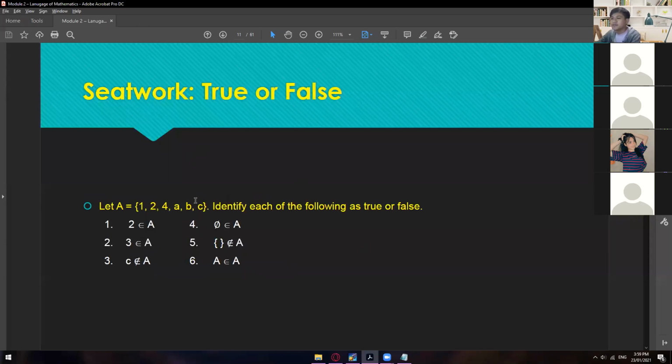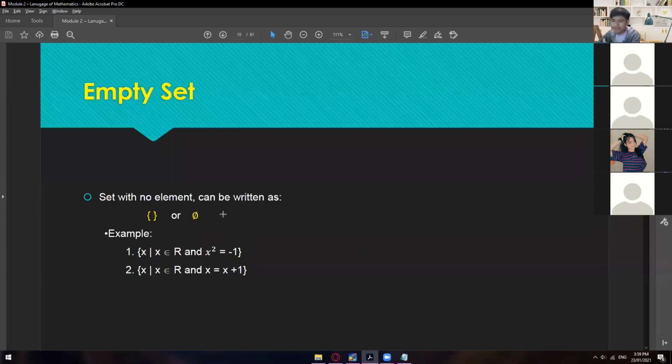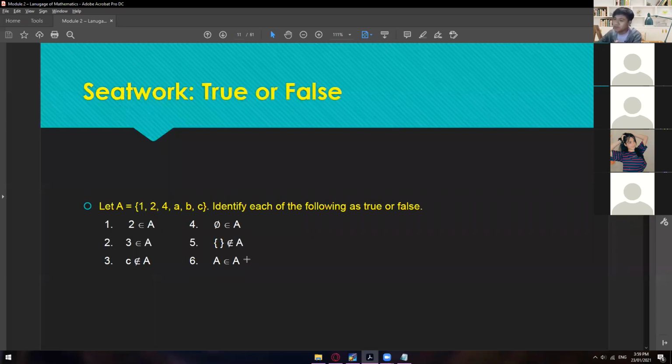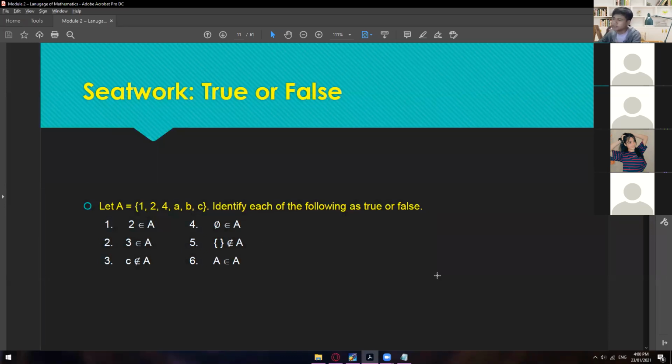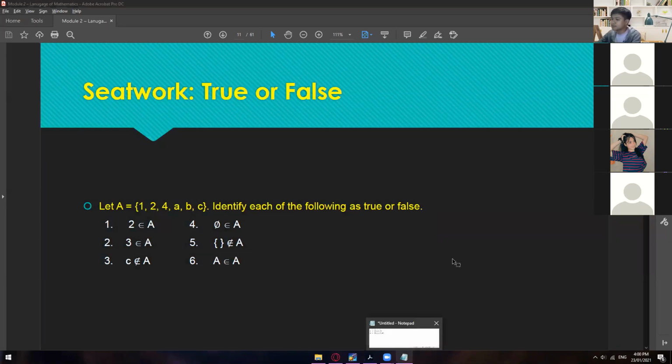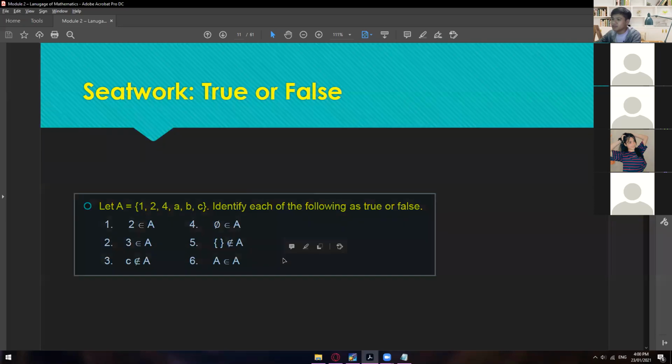Once you're done fully understanding the sets, notations, and empty sets, you may now proceed and answer this one in our campus. This one is only true or false, items 1 to 6, 2 points each, a total of 12 points. Here are the elements, and all you have to do is verify whether they are true or false. I'll be leaving this one to you now.